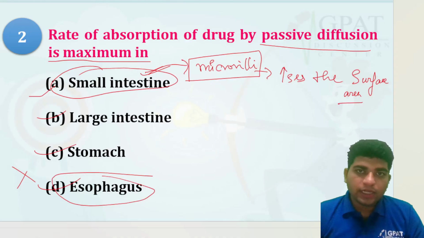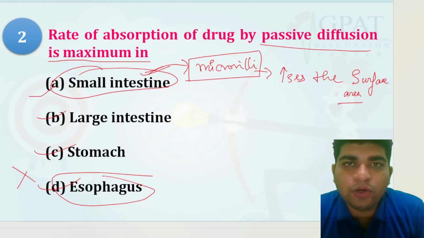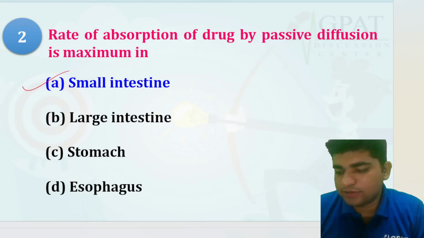Okay. So it's now your turn, guys. What kind of order does passive diffusion follow? Which order does passive diffusion follow? You have to write it in the comment section. All right. Small intestine would be the right answer to the previous question. All right.